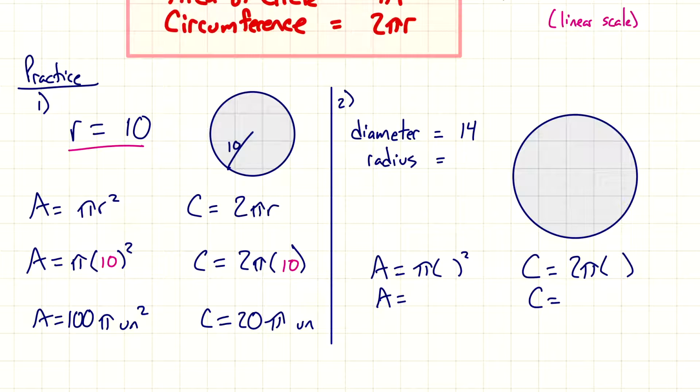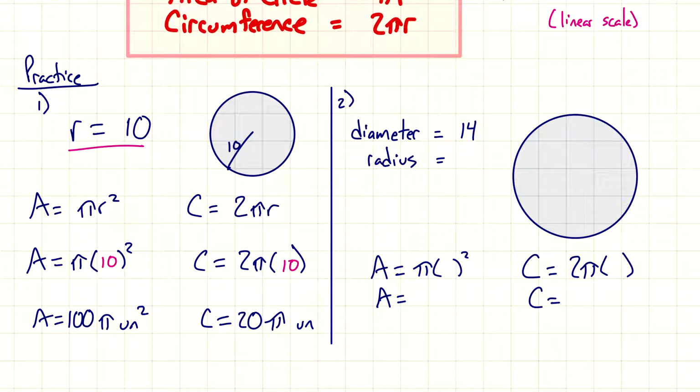The next question might be given with the information a little bit differently. In this case, what if I just tell you the diameter is equal to 14? If the diameter is equal to 14, what is the area and what is the circumference? Well, you would need to know what the diameter is, so that you can tell me what the radius is.